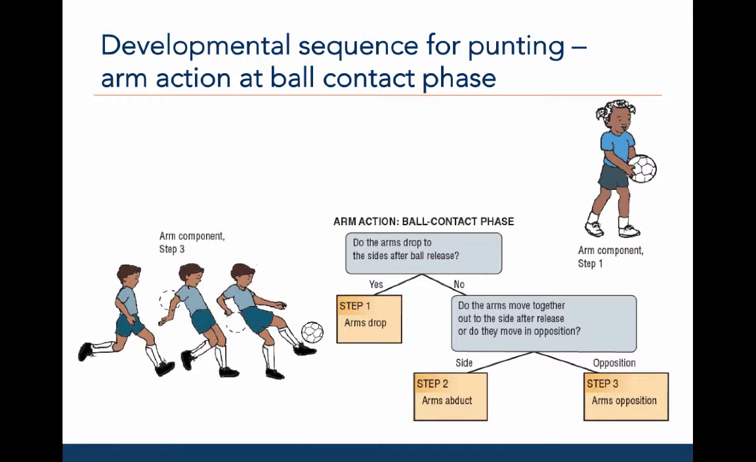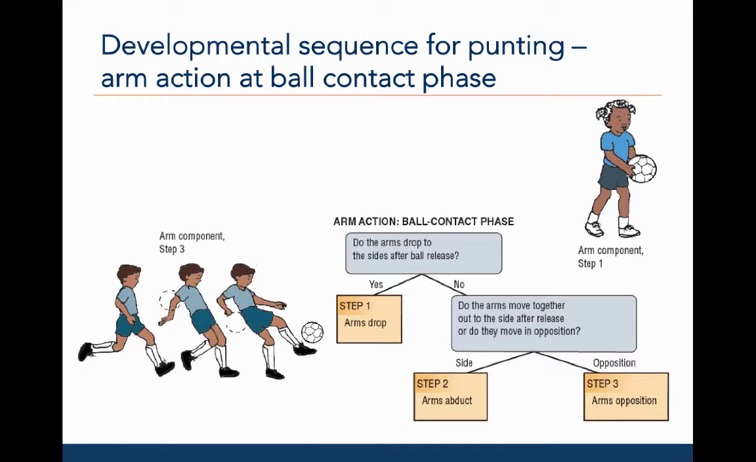In step 1, the arm drops to the side at ball contact. In step 2, the arms move out to the sides, or abduct. In step 3, the arms move in opposition to the leg movement. This oppositional movement is illustrated in the figure to the left.